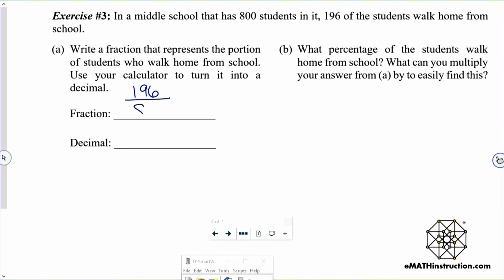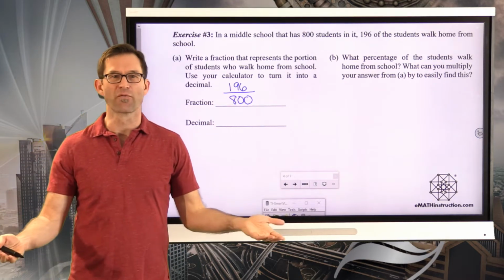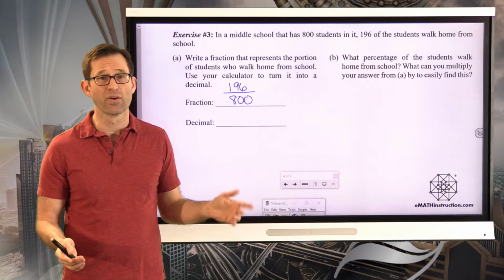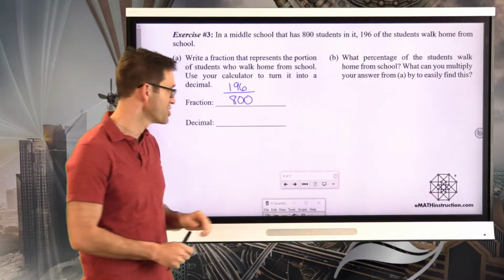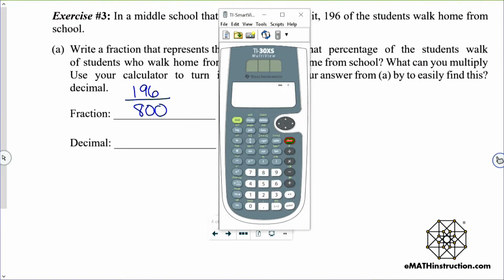196 divided by 800. Okay, that is easy. Part divided by total is the fraction the part represents. Now the decimal, right, we're going to use our calculator to do that. There's no way I'm doing this with long division. I mean, I could, but only on a Saturday morning.